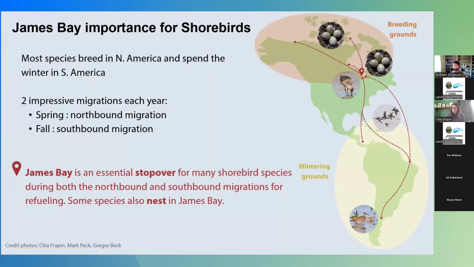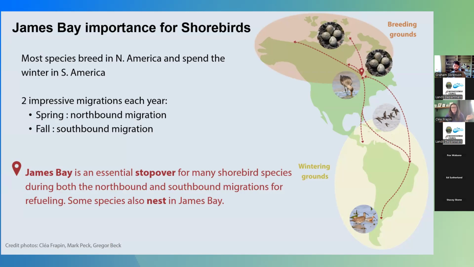Now let's talk a little bit about James Bay's importance for shorebirds. First, you need to know that shorebirds are amazing travelers. Most species are going to breed in North America and spend the winter in South America. So they're going to make this long journey twice every year with just a few stops along the way.